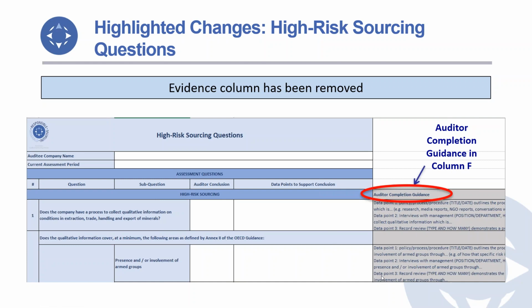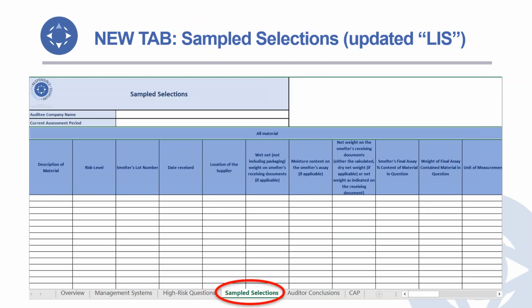Moving on to slide 25, do want to highlight the new tab, Sampled Selections. This was the line item summary in the old standard, and it does provide quite a bit of detail that we do need everyone to get into in providing information for the sample transactions that are reviewed during the assessment.